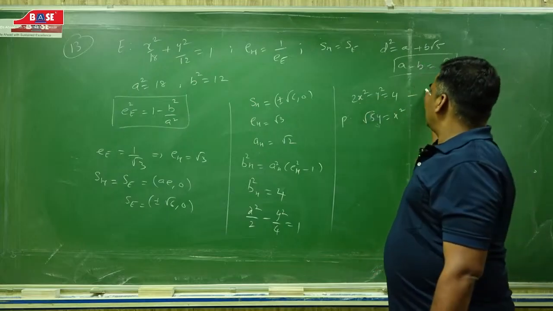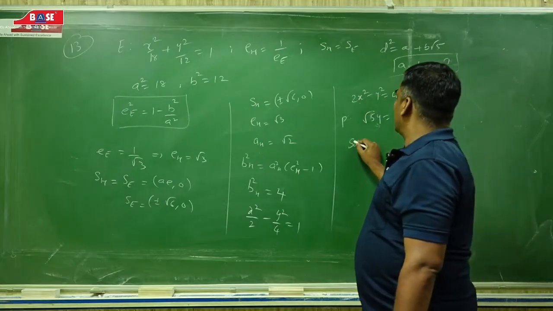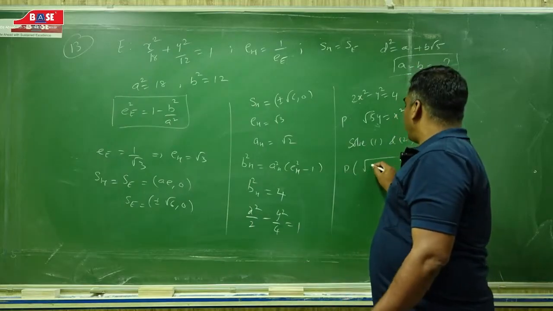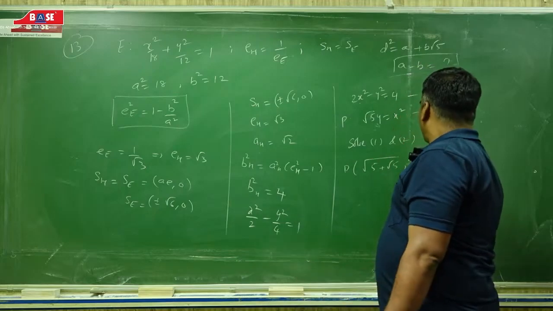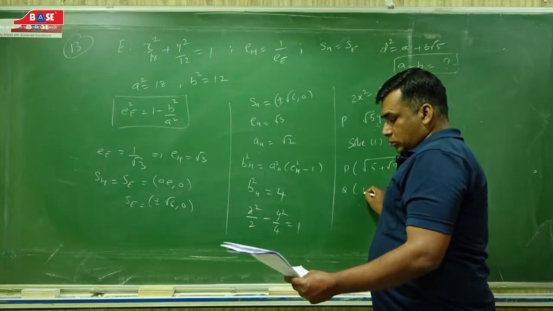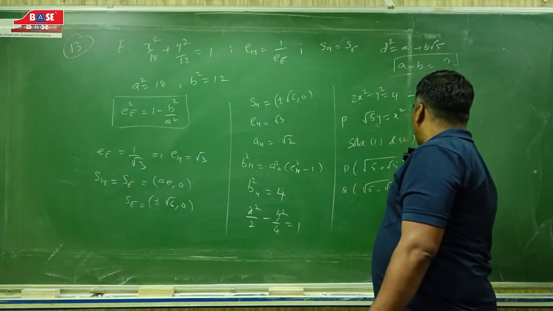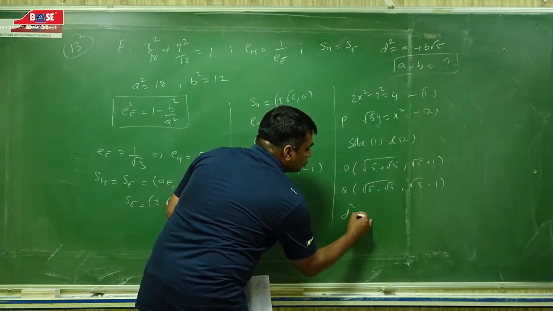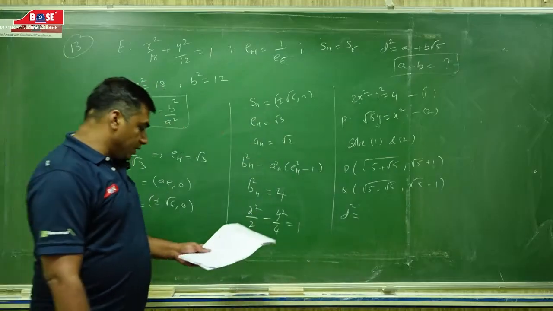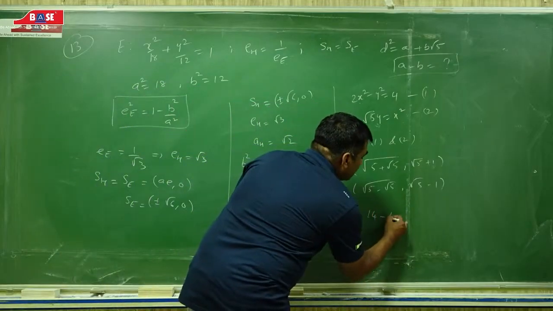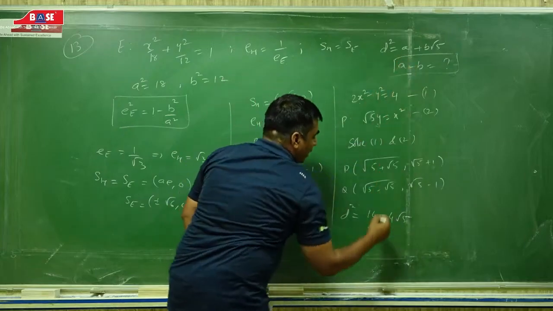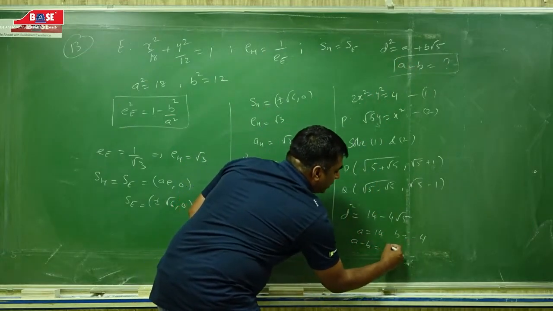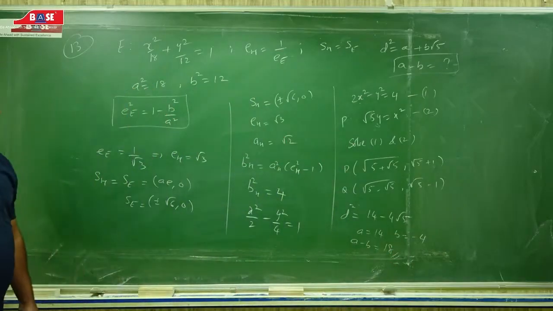I replace x square in equation 1 using equation 2. Solving 1 and 2, you will get the points P, (root of 5 plus root 5, root 5 plus 1), and Q, (root of 5 minus root 5, root 5 minus 1). We need to find the distance, given in the form d square equal to a plus b root 5. Using the distance formula, we get the value as 14 minus 4 root 5. Here the a value is 14 and the b value is minus 4. So a minus b will be 18. That's the final answer. Let us move to the next question.